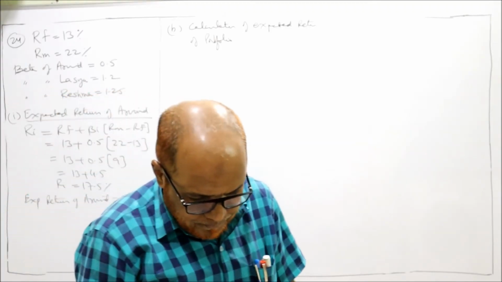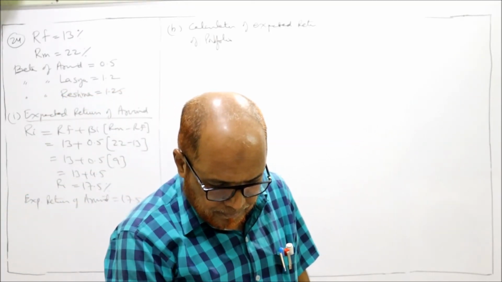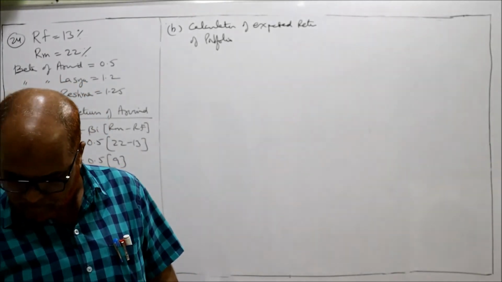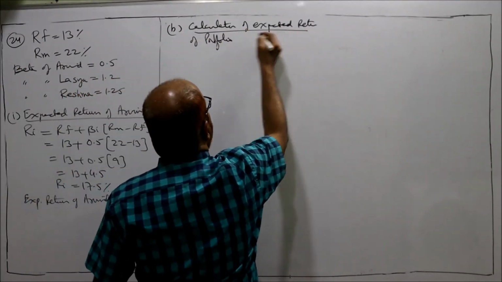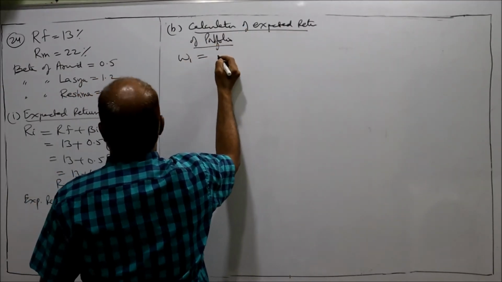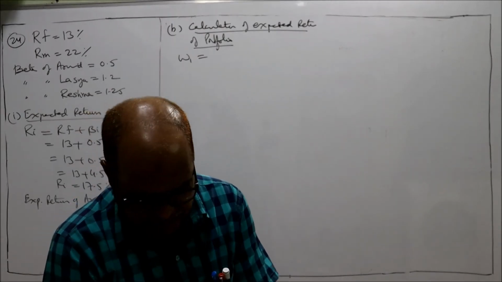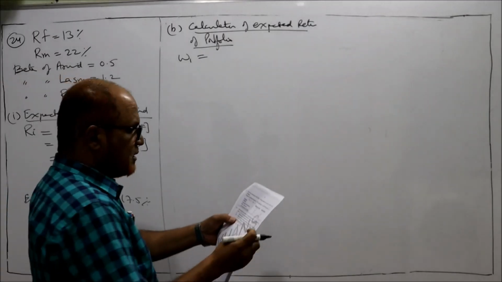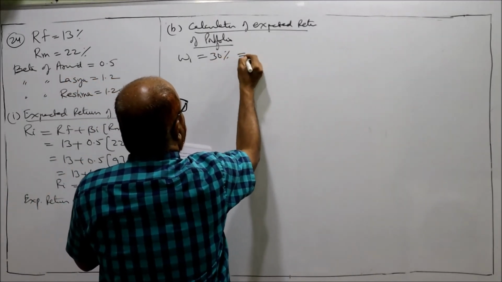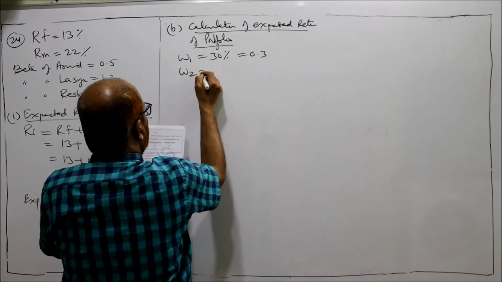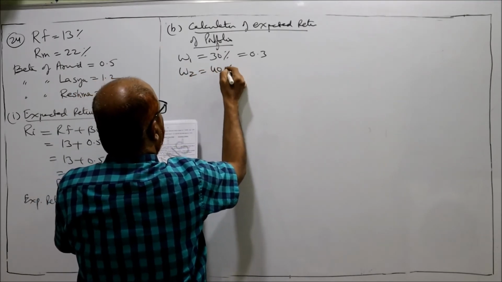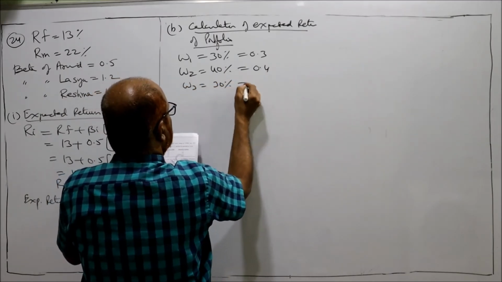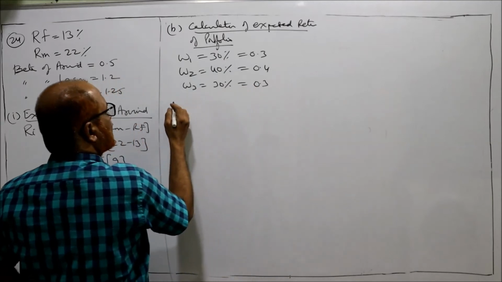Expected return of portfolio. Weights: W1 is equal to, how much is the weight of Arvind? 30%, 0.3. Weight of Lasya is 40%, 0.4. Weight of Reshma is 30%, 0.3. These are the weights.